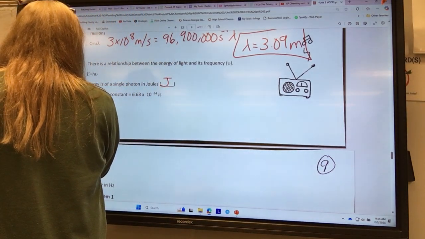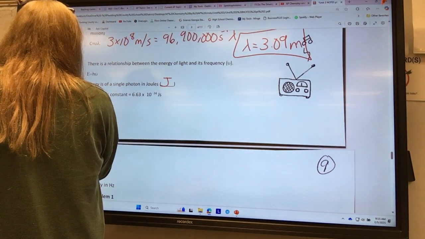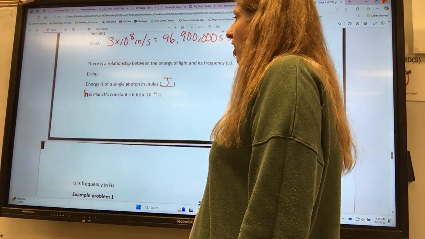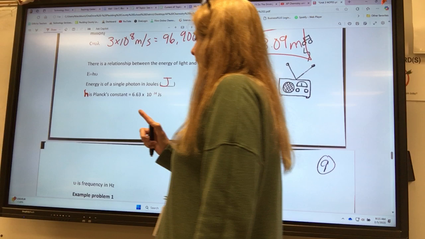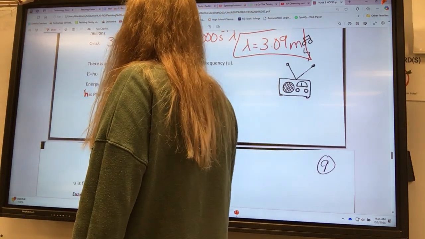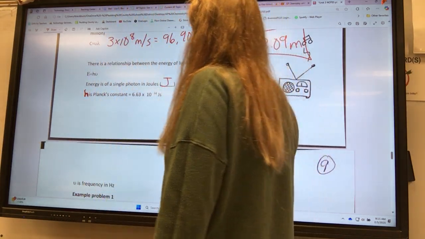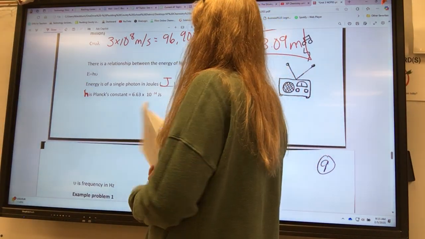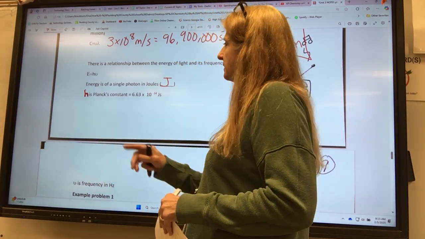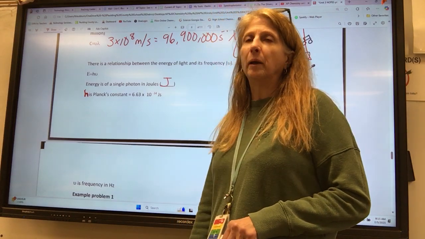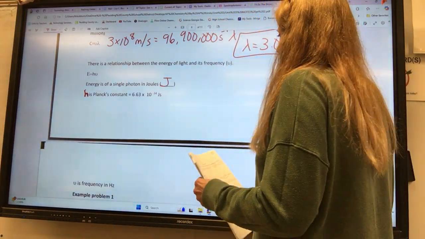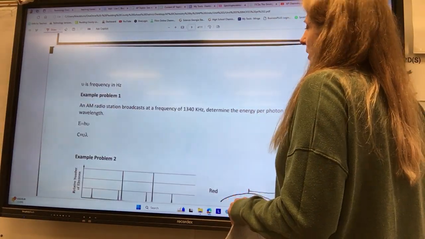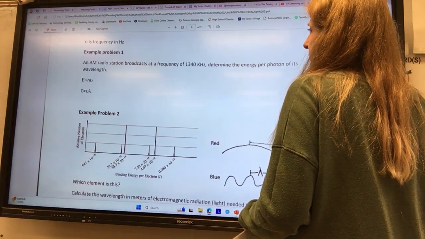My Word thought it was very improper of me to be starting this with a lowercase, and it went back and auto-corrected it without me looking, didn't check it. But h is Planck's constant, which is 6.63 times 10 to the negative 34th joule seconds. Y'all should check and see if that's on your AP reference sheet also. If not, you're going to need to memorize it. Okay, so the frequency is in hertz.